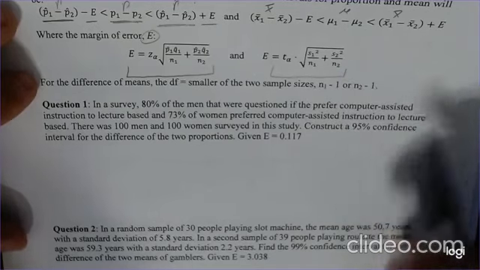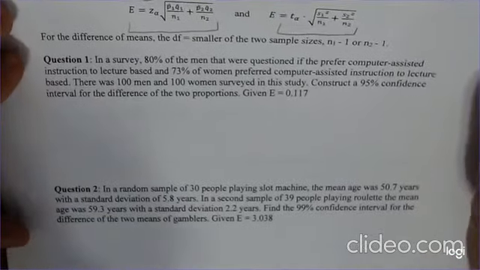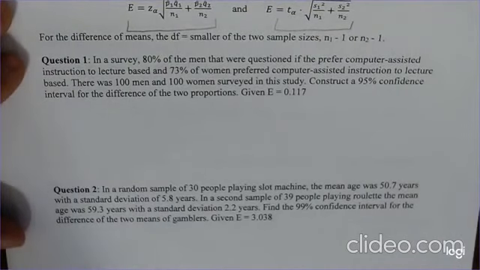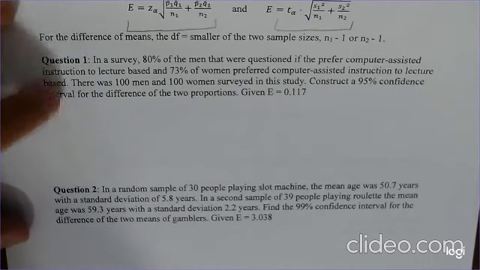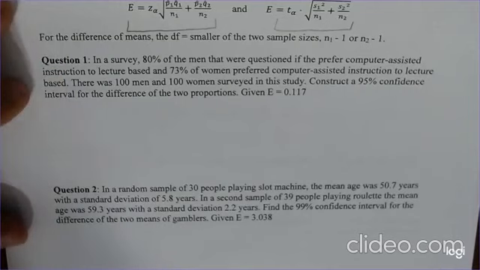Let's just go to an example so you can see how this is going to be applied. Question 1 says, in a survey, 80% of men were asked if they prefer computer-assisted instruction to lecture, kind of like we're doing today, and 73% of women preferred computer-assisted instruction for lecture-based. So they're doing men and women. There are 100 men, 100 women surveyed in a study. Construct a 95% confidence interval for the difference of the two proportions, given E is equal to 0.117.